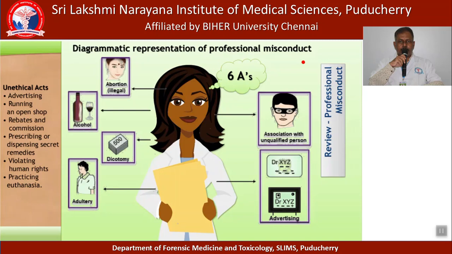Students learn very fast, so it has been shown which are the 6 A's: abortion, illegal abortion, alcohol, adultery, advertising, and association, that is association with others, doing dichotomy, fee splitting, association with unqualified persons, covering, and advertising. These are the 6, and other unethical acts in chapter 6: running an open shop, rebate and commission, prescribing and dispensing secret remedies, violating human rights, practicing euthanasia. Euthanasia we'll see at the end of our medical jurisprudence classes in the 3rd term.